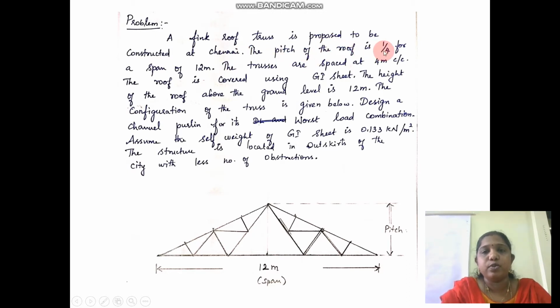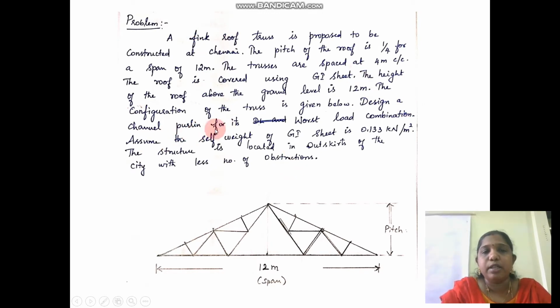The pitch of the roof is 1 by 4 for a span of 12 meters. The trusses are spaced at 4 meters center to center. The roof is covered using a GI sheeting, and the height of the roof above the ground level is 12 meters. The configuration of the truss is given. If not, you have to arrive at your type of truss, which is given in the problem. Here I have given both.